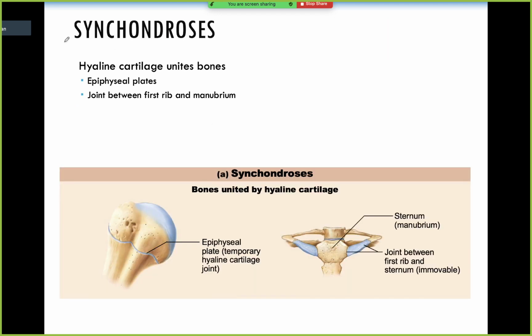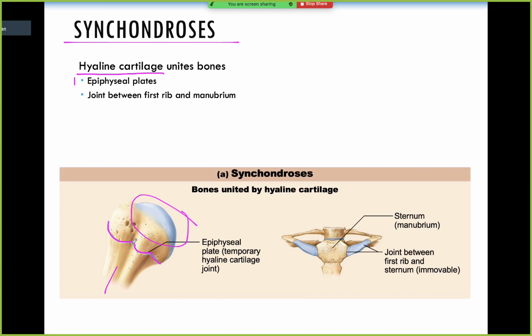So the first one is called a synchondroses. Synchondroses specifically have hyaline cartilage in between two bones. Two really good examples of this is going to be one, the epiphyseal plate, and that's going to be this region here that's found between the shaft and the tips of the bones.